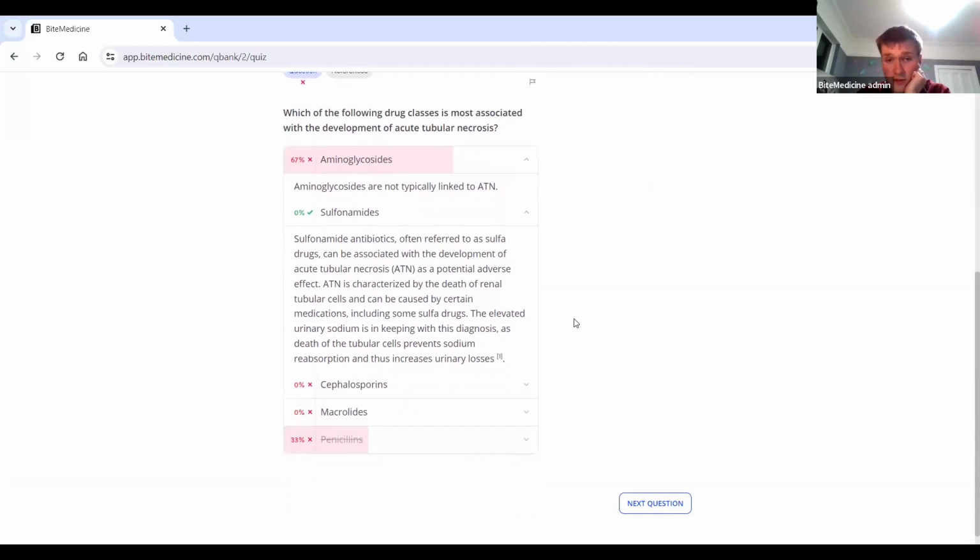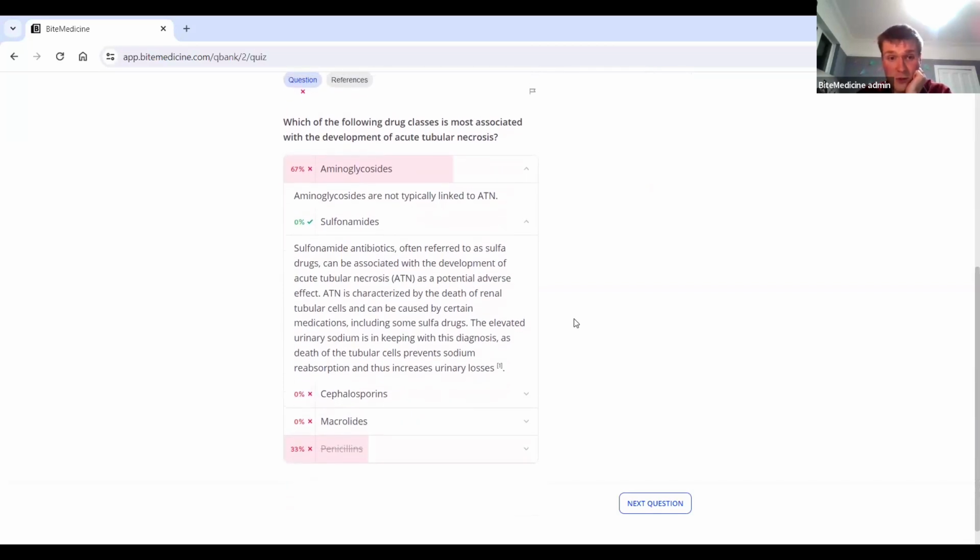So I guess the learning from this really is that I need to go away and look up my drug causes. I'm not 100% convinced by that. I do think that gentamicin can cause this.